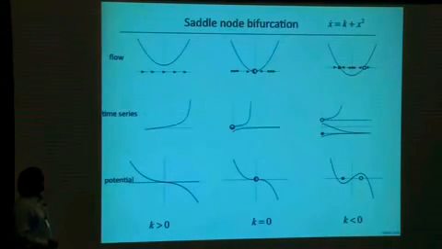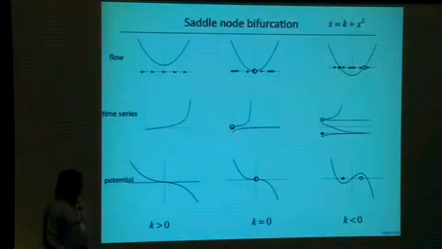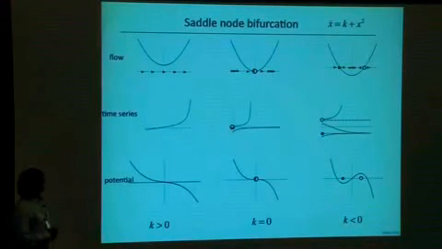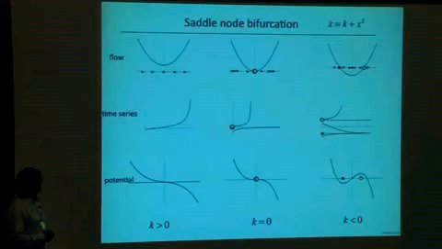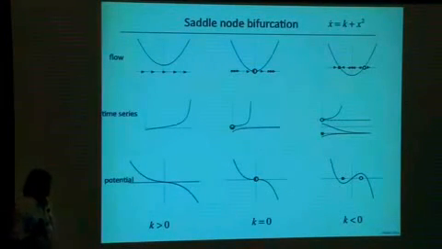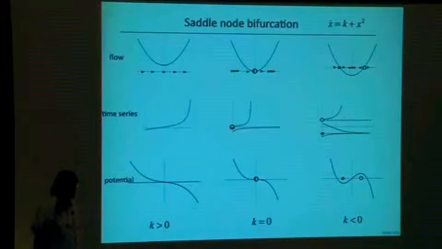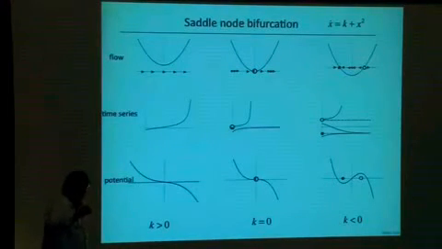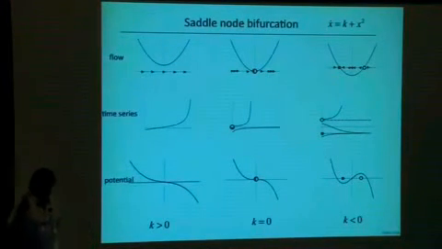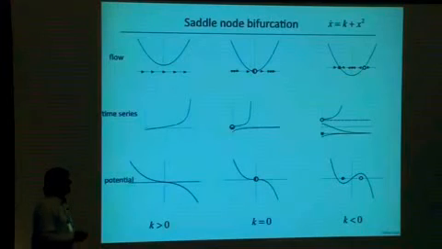How does it work? I'm displaying here nine figures. By now, you have encountered the language of phase flow, time series, and potential. I'm discussing the saddle node bifurcation along its generic representation. It's also called a normal form. What it means is whenever your system displays a saddle node bifurcation, you can write your system in this particular form here, sufficiently close to the bifurcation value. More to this in a second, but that's good to know.